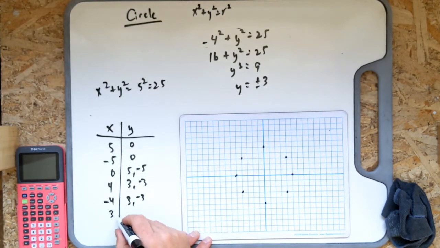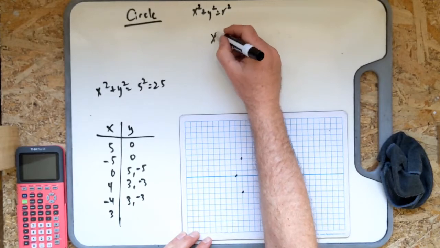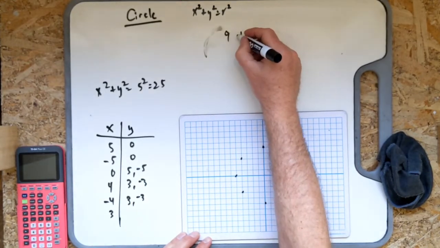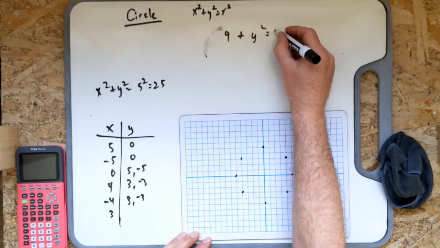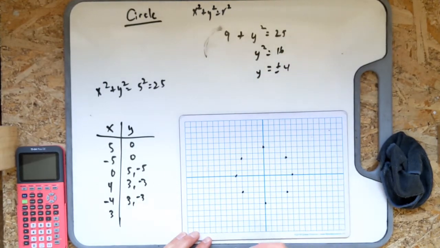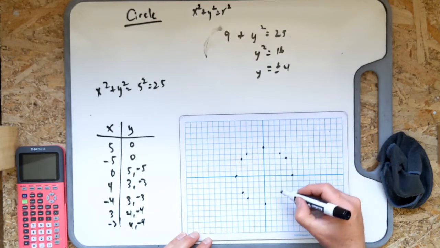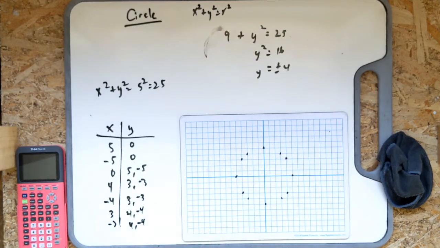Again, I could put in 3. If I put in 3, let me just graph that, put that in. I get 3 squared, which is 9, plus y squared equals 25, or y squared equals 16, or y equals plus or minus 4. So I put 3 in, I get 4, and that works for negative 4 as well. And so I get 3 here, and negative 4. There we go. That's probably enough points to graph it.